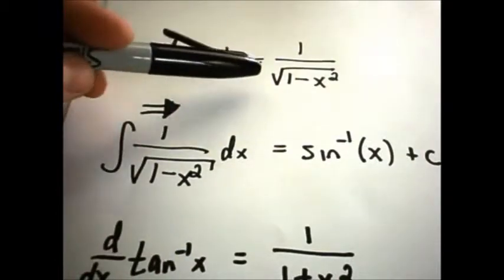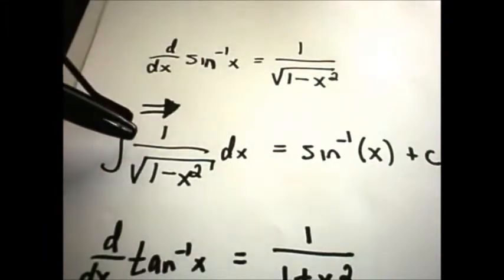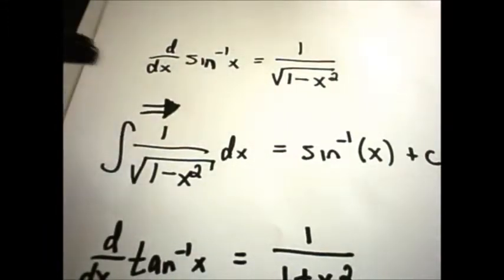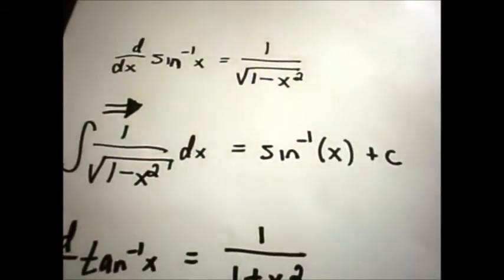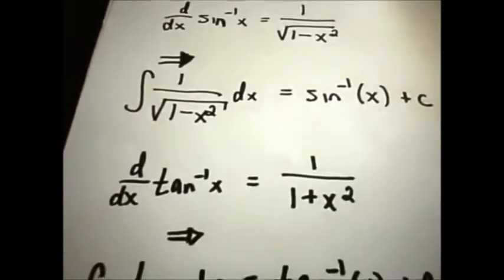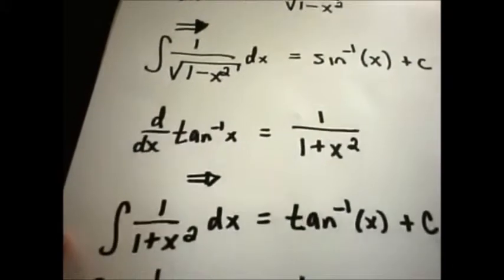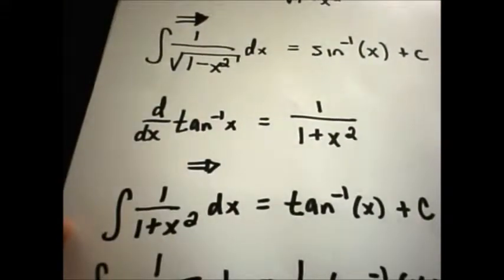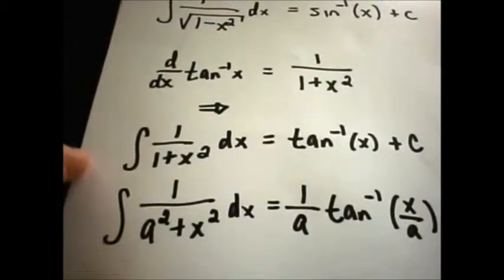So recall that the derivative of arcsine is 1 over the square root of 1 minus x squared. Well, that means if you integrate 1 over the square root of 1 minus x squared, you simply get arcsine right back. So this is one of our integration formulas. And likewise, the derivative of arctangent is 1 over 1 plus x squared. Well, that means if you integrate 1 over 1 plus x squared, you get arctangent back.